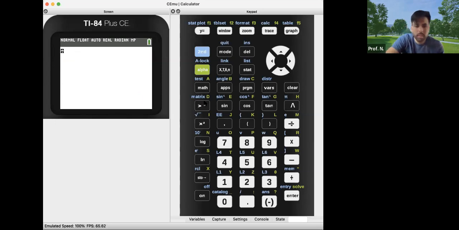Okay, so then do second matrix, 3 by 3, edit. And you get -2, 4, -2, -3, 3, 0, -3, 1, and 2.